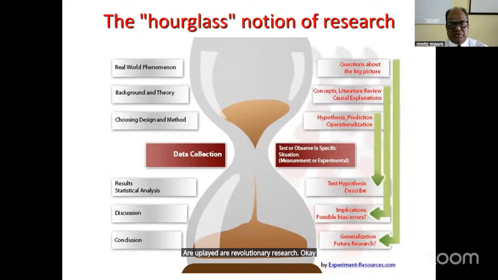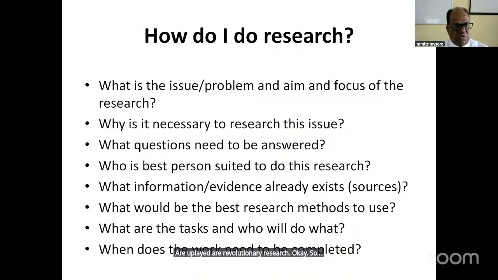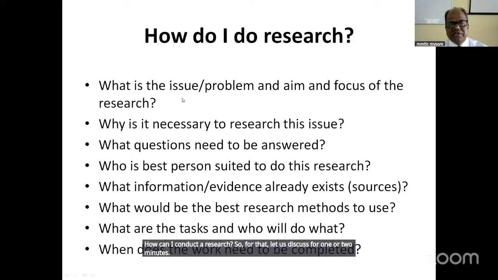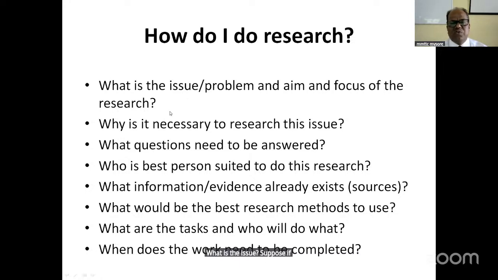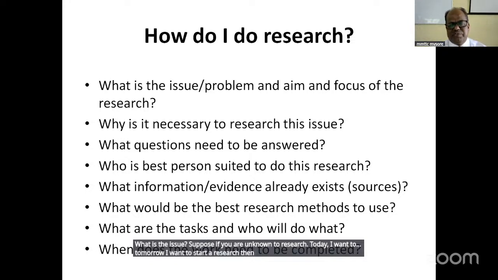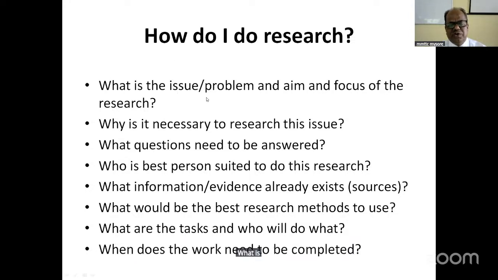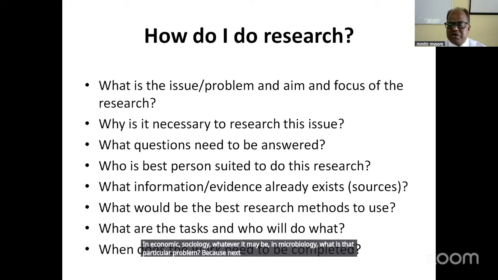Okay. So then how do I do research? Suppose I am interested. How can I conduct research? For that, let us discuss for one or two minutes. Suppose you are new to research and tomorrow you want to start a research. Then you need to have a problem. You need to identify the problem in the society. What is that particular problem on which you would like to work? In economics, sociology, microbiology, whatever it may be, what is that particular problem? Because for the next five years, you are going to work on that.